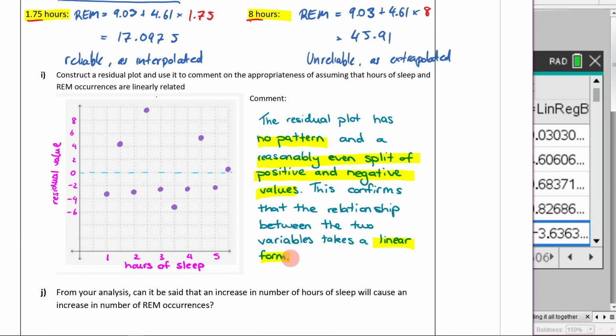Now, we've looked at past exam questions and the answers that they expect. You must identify that there is no pattern if you have a linear association. If you just say that there's an even split between positive and negative values, you won't get the mark, because what really determines it is the no pattern. This also is true for linear relationships, but the no pattern is the big one as well.